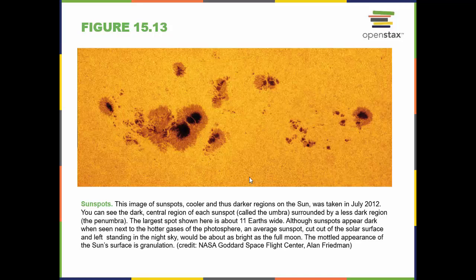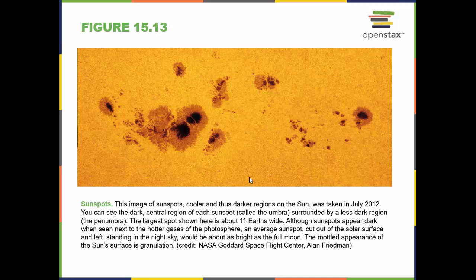You can see the dark central region of each of the sunspots called the umbra. And they're surrounded by the less dark regions called the penumbra, which are terms you heard when we talked about eclipses. The largest spot shown here is about 11 Earth diameters wide. And although the sunspots appear dark when seen next to the hotter gases of the photosphere, an average sunspot cut out of the solar surface and left standing in the night sky would be just about as bright as the full moon.